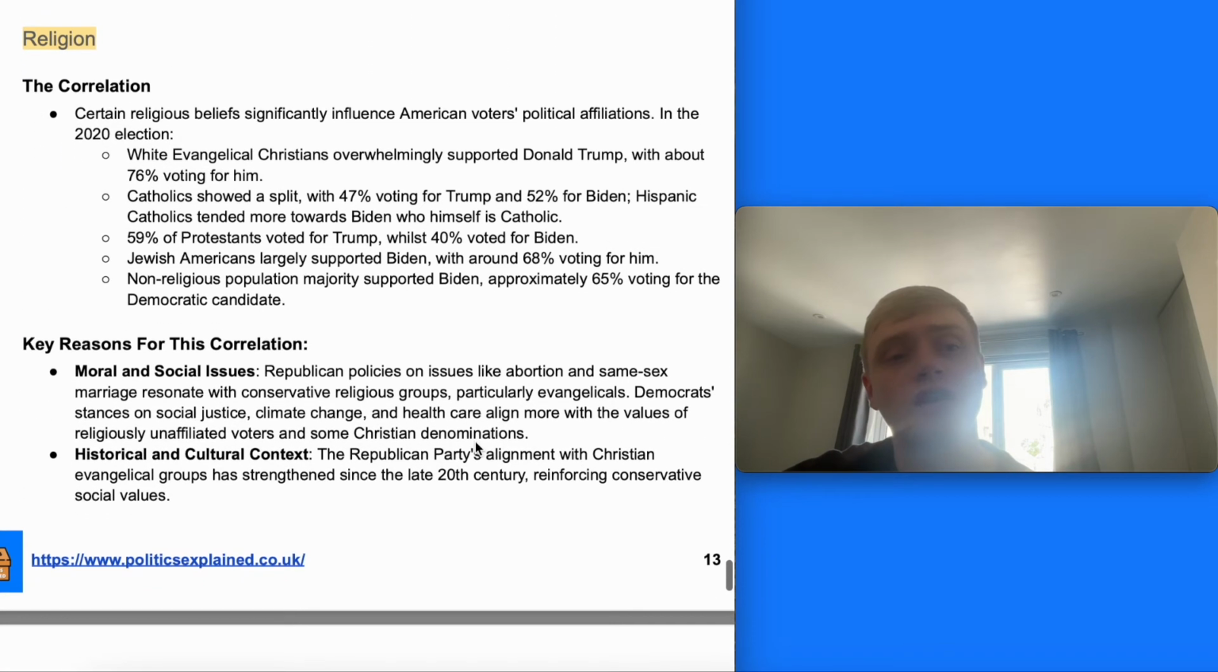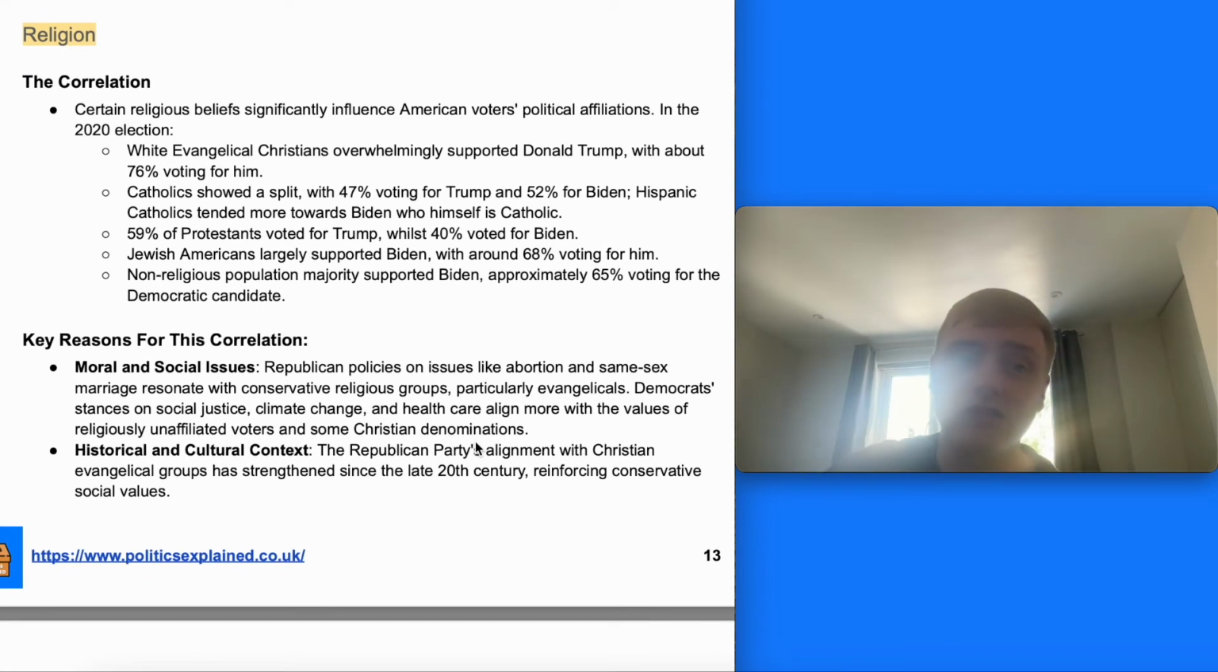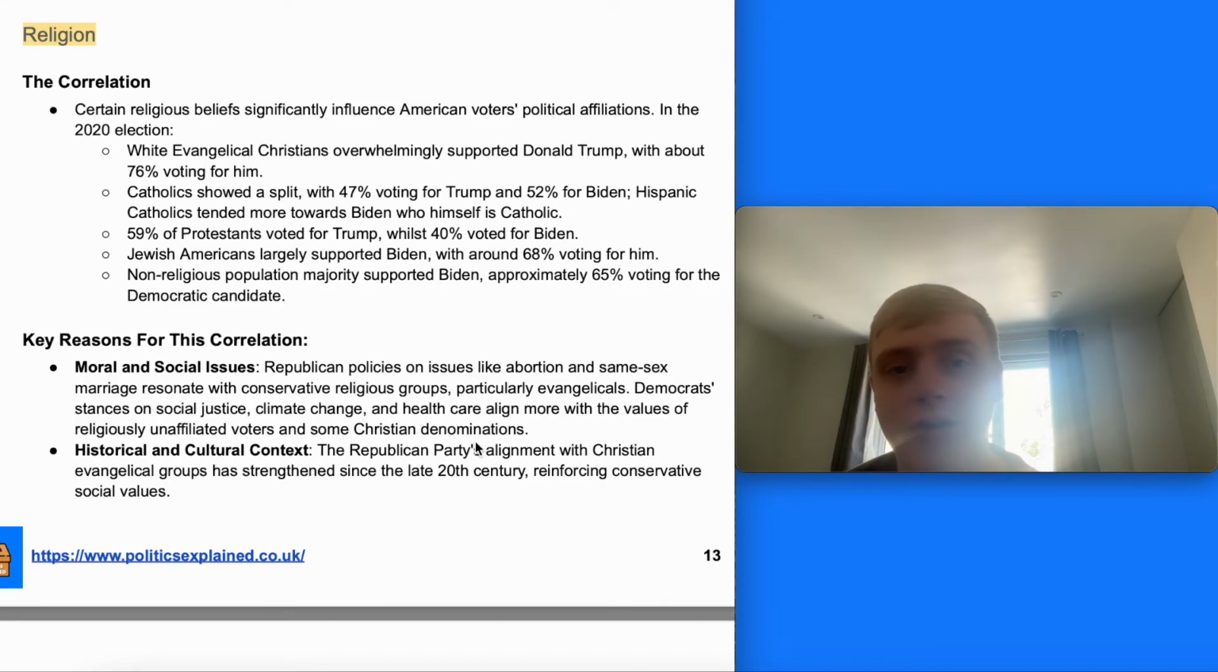Religion is also really, really important to voting. So certain religious beliefs significantly influence American voters' political affiliations. So in the 2020 election, white evangelical Christians, who are a really important group within the Republican Party, overwhelmingly supported Trump, with about 6% voting for him.